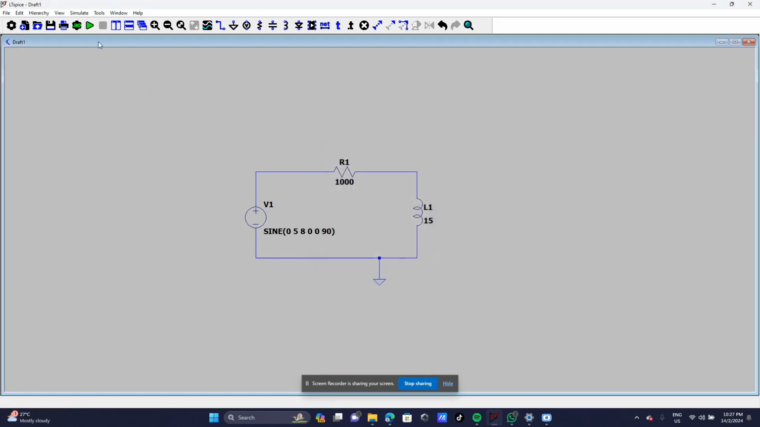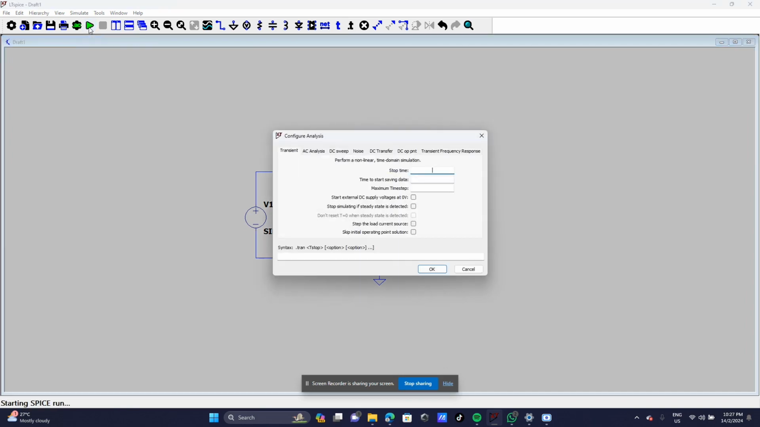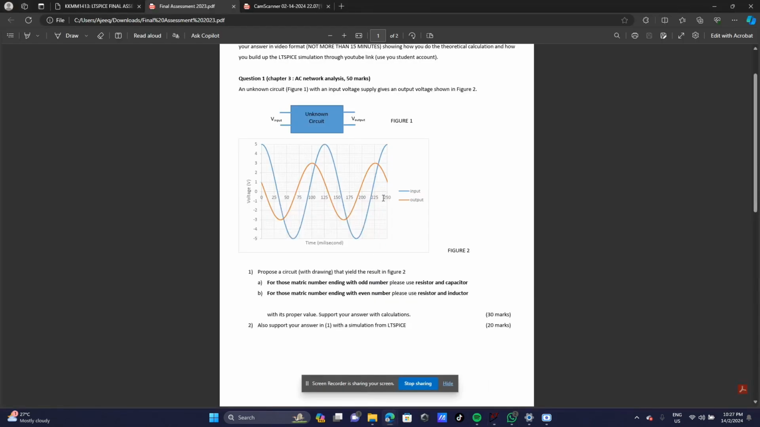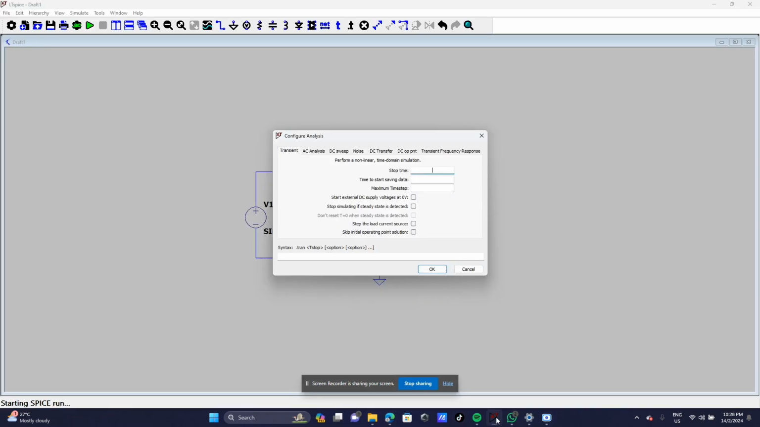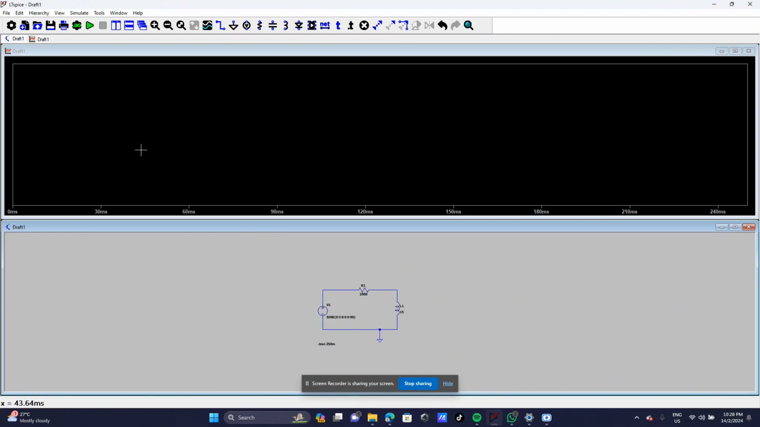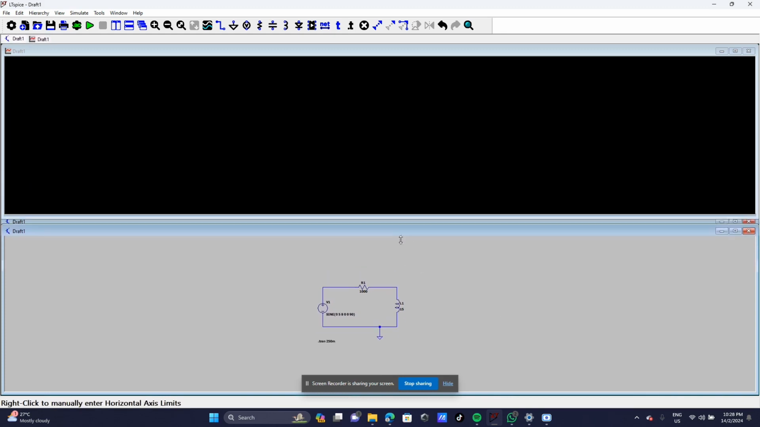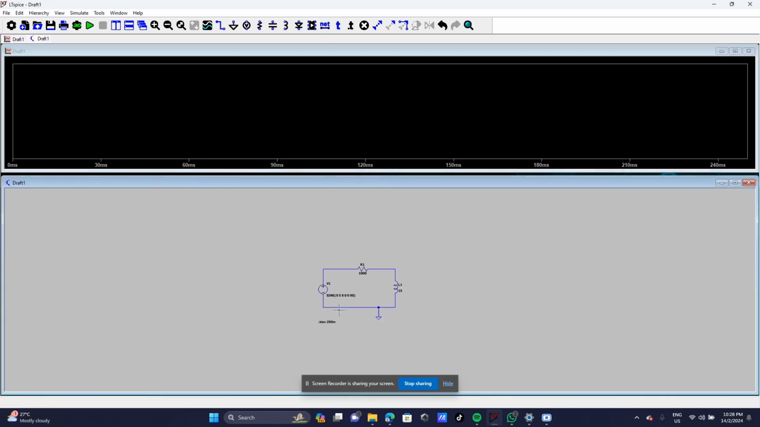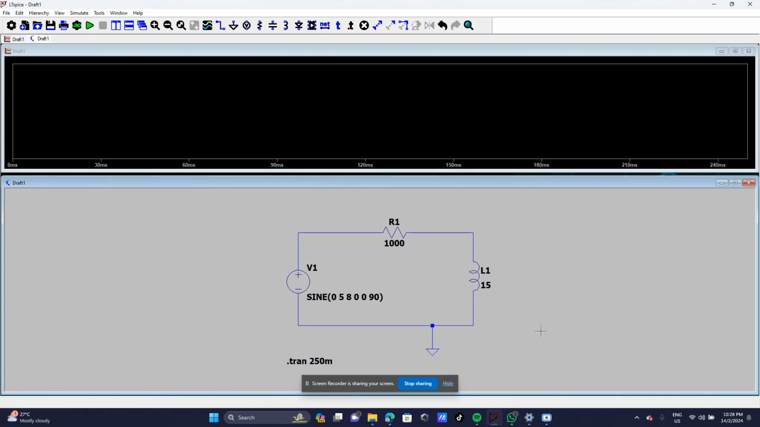Next, we're going to run the simulation. Just press this run button. The time, as shown here, the maximum is 250 milliseconds. So we're just going to put 250 milliseconds for the time, and just click OK. So we got a plot of a graph here, it resembles a graph paper. So we're just going to wait. I'm going to minimize, then maximize this and zoom in a little bit so you can see them clearly.